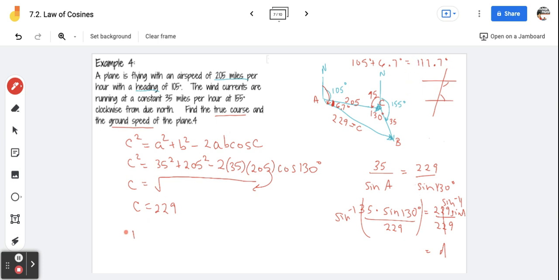So the true course is 112 degrees. So I found both things: the ground speed of the plane and the true course, which is just how many degrees the actual course of the plane is, with the wind acting on it, clockwise from due north.